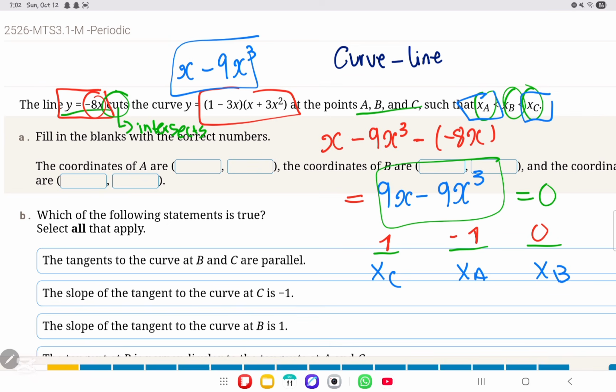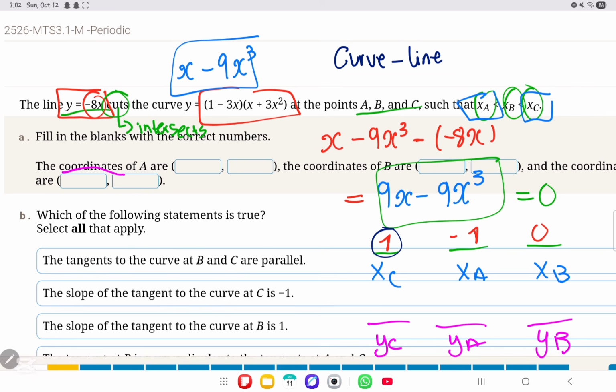It's gonna be xb. Now, they also asked us to find not only the x, but the y as well, right? Because they want the coordinates. That means x and y. Now that we have x, let us find their y. So we find yc, ya, and yb. Very simply, in order for us to find them, look what we're going to do.